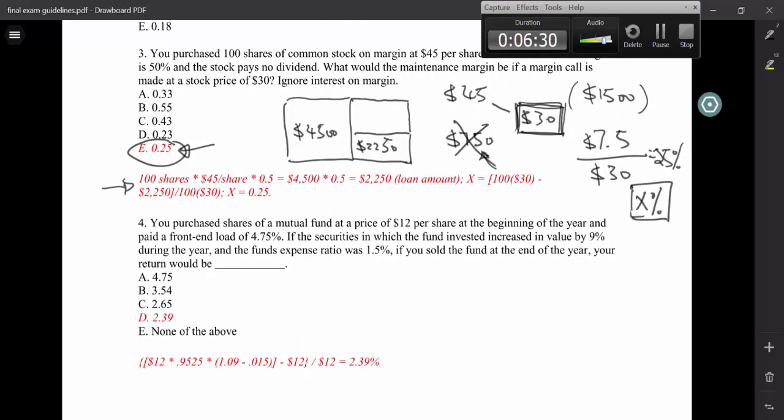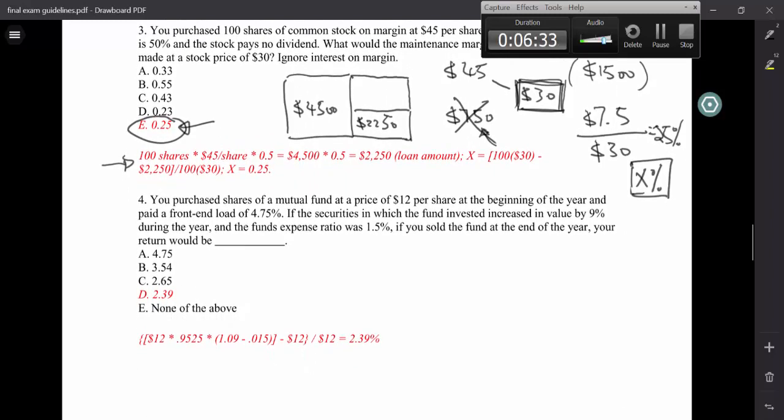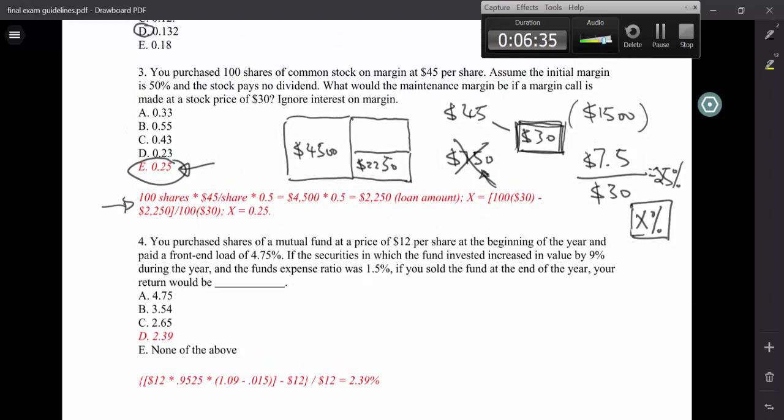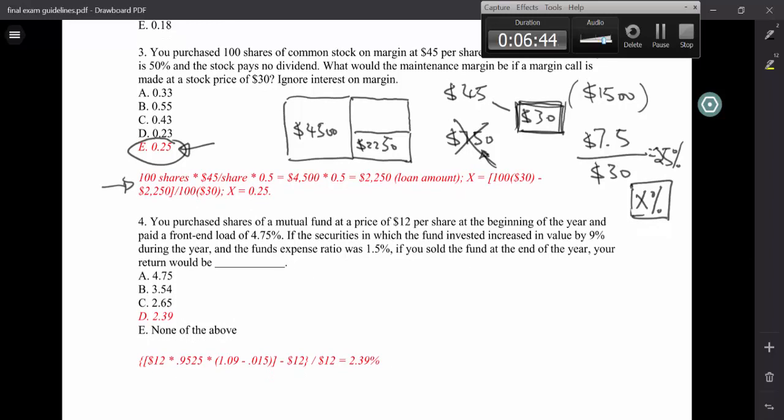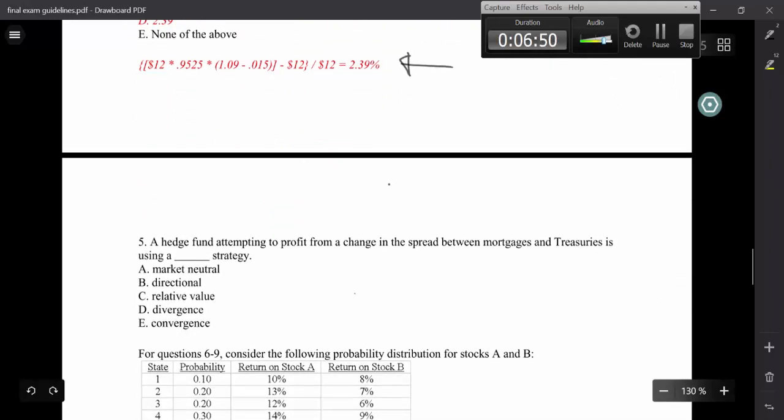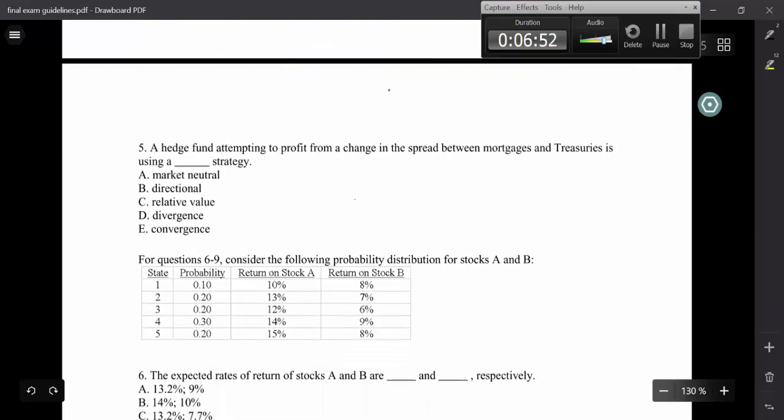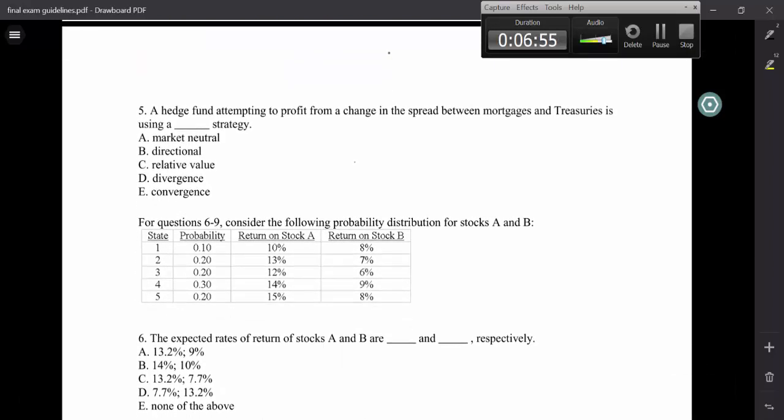Question 4 actually is just flipping the concept the other way around. No, Question 4 is not about margin calls. It's just fees charged on funds. Sorry, I thought question 4 gave you a margin call level and asked you to work out what the price is. Anyway, the answer is staring at you, so I won't go through it. Question 5, a hedge fund attempting to profit from a change in the spread between mortgages and Treasury is using what strategy? Now, this question, like I've said many times, I think there is more than one possible answer.